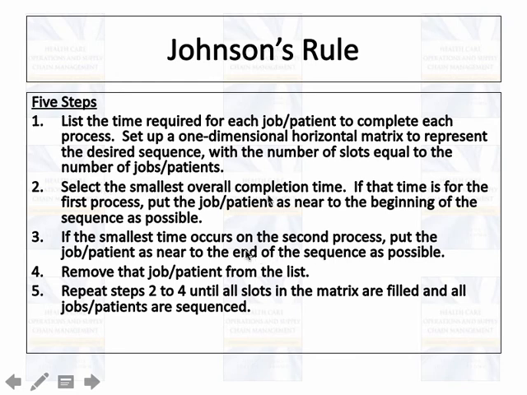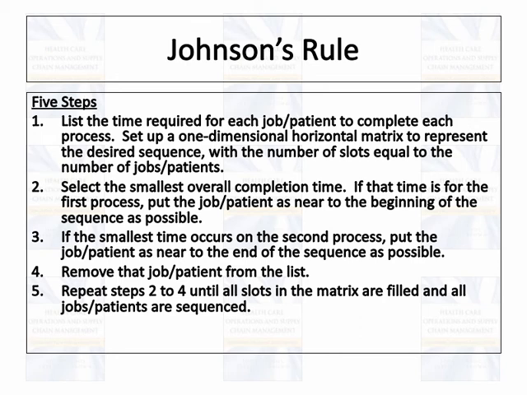Select the smallest overall completion time. This is based on earliest processing time. You select the smallest overall patient time. If that time is for the first process, put the patient as near to the beginning of the sequence as possible. All right, so there are different processes. Find out which patient requires the shortest completion time.